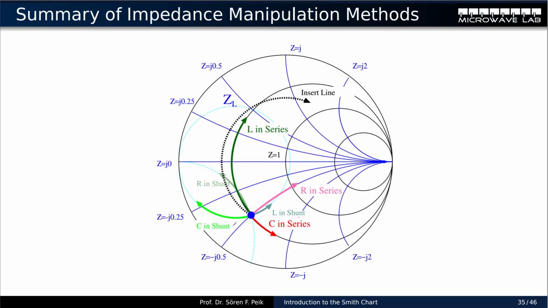When you put all manipulation techniques into one slide, you see this. You can get out of a point with 7 different ways. CLR in series, CLR in shunt, or putting a line in, then you move along that black line which circles around the center.